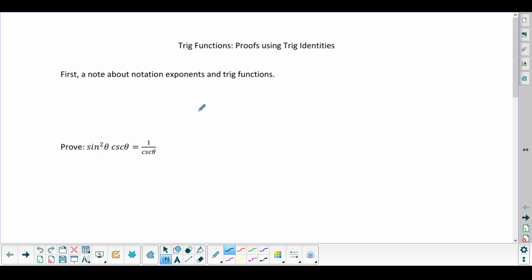Hello. Today we're going to start looking at doing proofs using trig identities. Trig identities are a bunch of algebraic and mathematical rules involving our trigonometric ratios like sine, cos, tan, and our reciprocal ratios, cosecant, secant, and cotangent. Before we get too far into it, there's one important notation piece that we haven't really seen before. And we see it actually in the first question here.